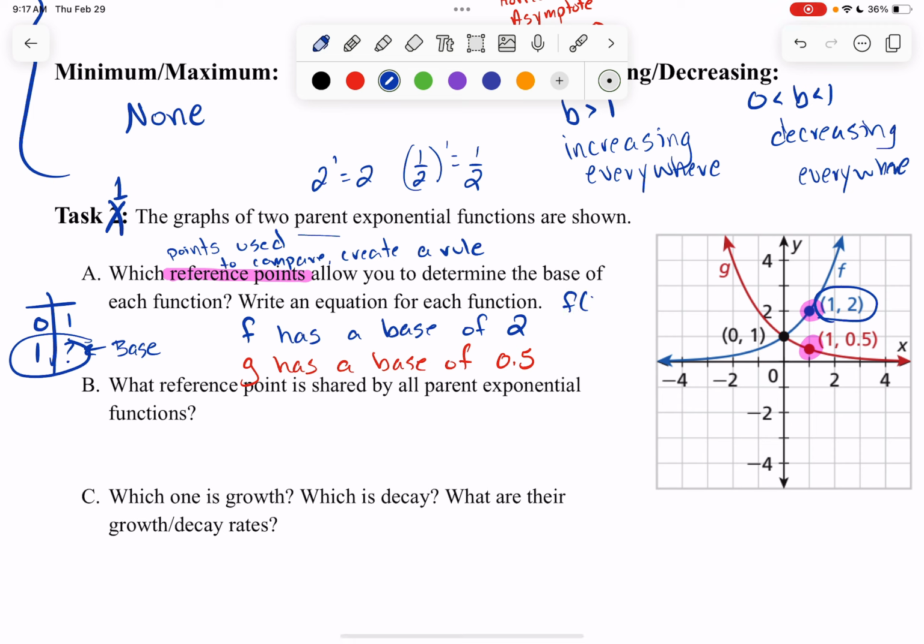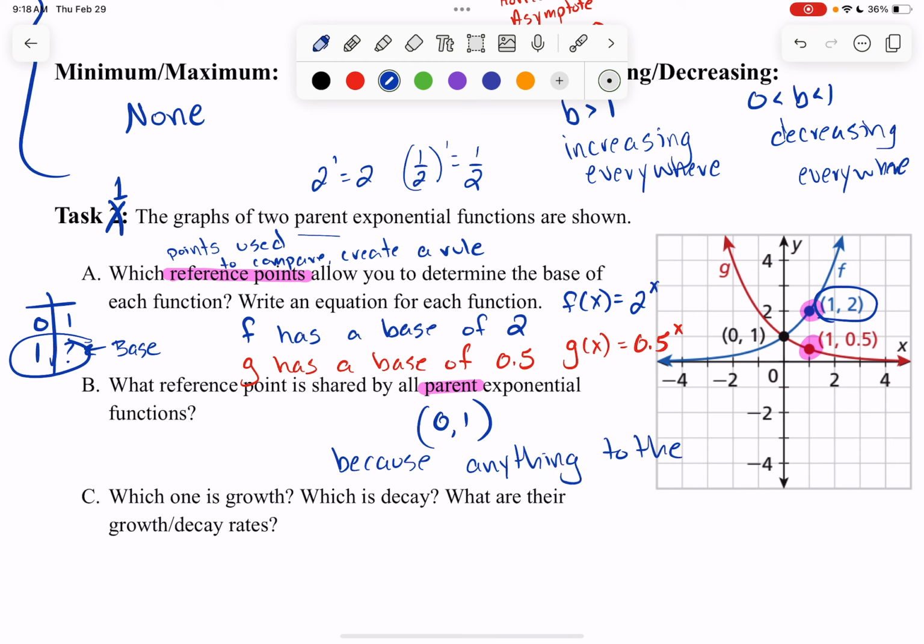So it says write an equation for each function. My f of x would be 2 to the x, and my g of x would be 0.5, or 1/2, to the x. What reference point is shared by all parent exponential functions? Well, we talked about it over here, that would be the point (0, 1). Because if we're talking about the parent, it's not talking about moving it up, down, left, and right at all. So it would be the point (0, 1). Why? Because anything to the 0 power is 1.